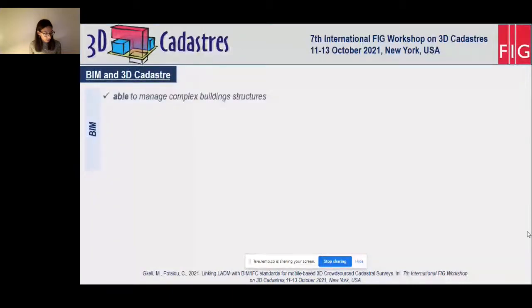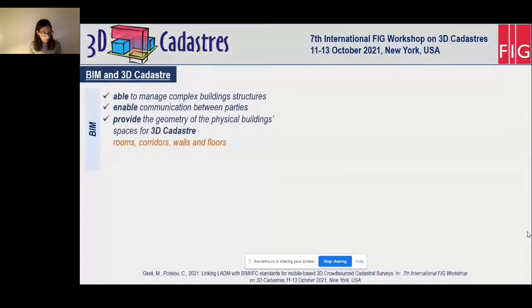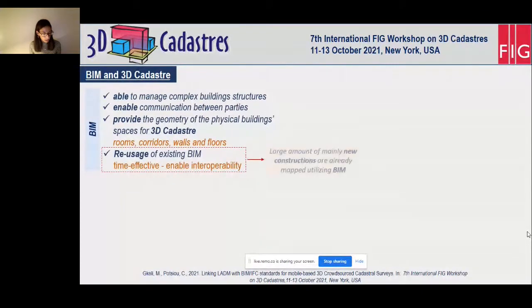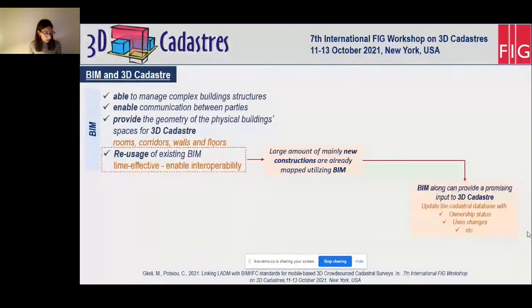BIM is considered as the most comprehensive and intelligent 3D digital approach, able to manage buildings with complex structures and enable communication between stakeholders with different backgrounds. At the same time, many cities with complex buildings, regardless of the progress in establishing good land administration systems, are mapped in 3D utilizing building information models. The exploitation of this rich data source that already exists for a large amount of mainly new constructions may be very beneficial for cadastral purposes for the registration of these new properties, as well as to capture possible future changes of use or ownership, saving valuable time.